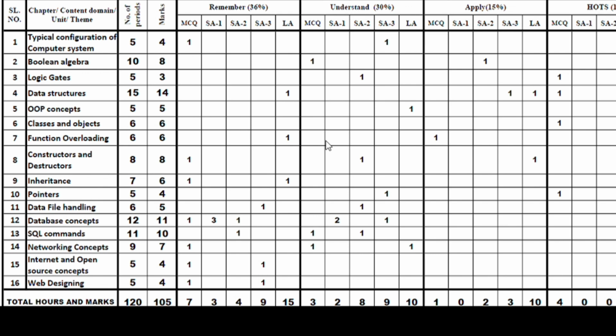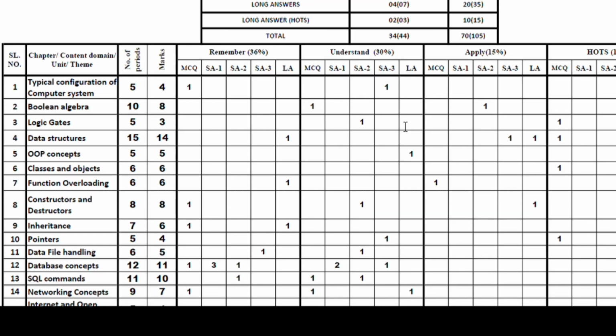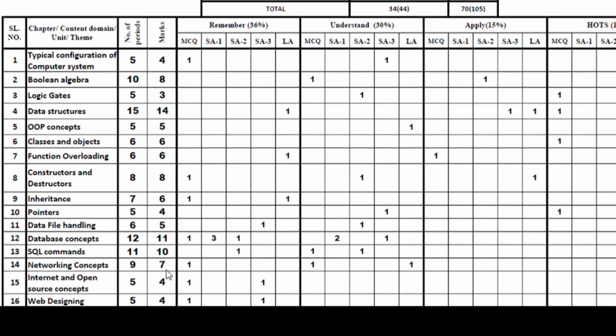So these levels change, you can observe here. If I go to model paper 2 or model paper 1, only the levels change. So for example, let me talk about the constructor. You have one MCQ from remember, and you have one 2 marks question from understand and one 5 marks question from application. So these levels may change.